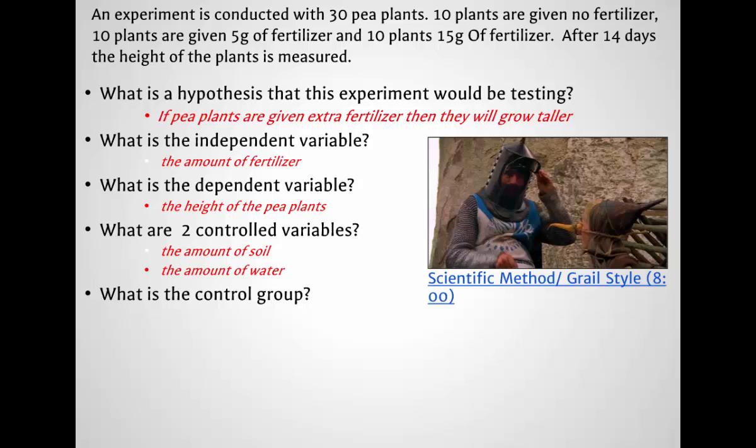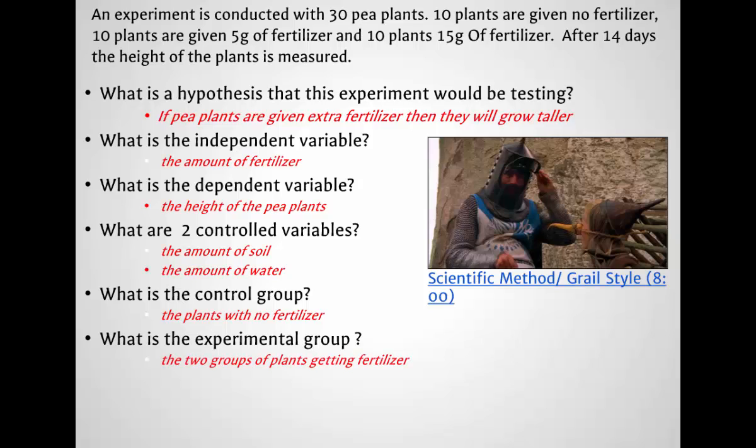In this experiment, what's the control group? Grace? The 10 plants that are given no fertilizer. Yeah, the plants given no fertilizer. Control group is the group we need as a comparison. Group treated normally. And then the experimental group. Plants given fertilizer. Well, yeah, the ones getting the different amounts of fertilizer. We can have multiple experimental groups.